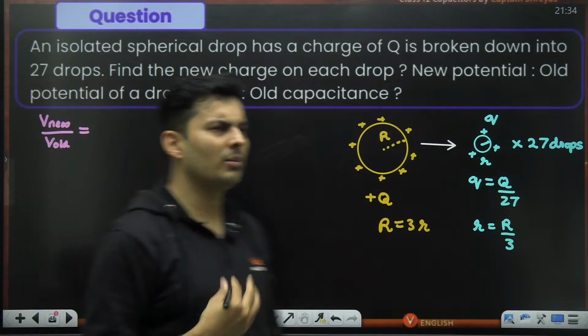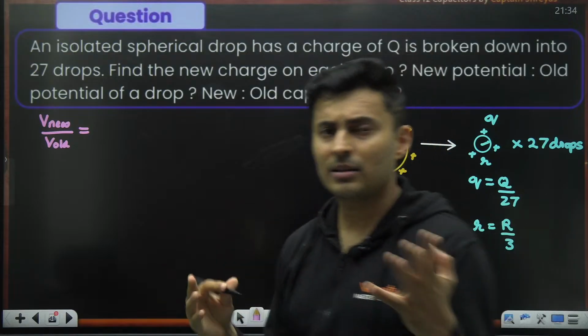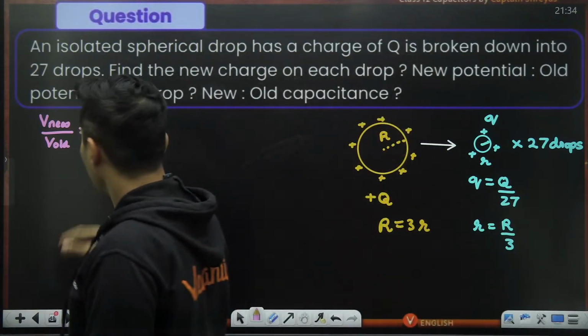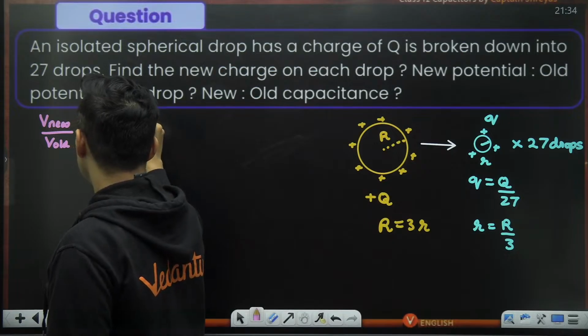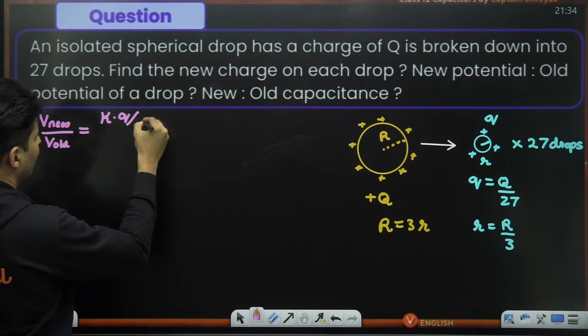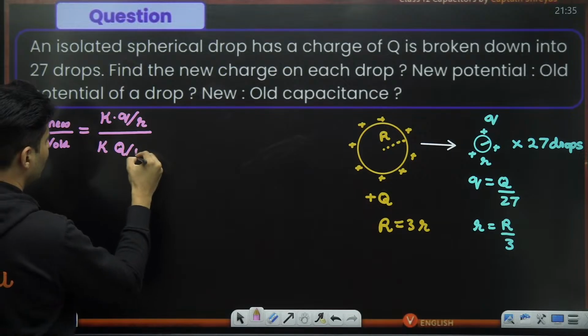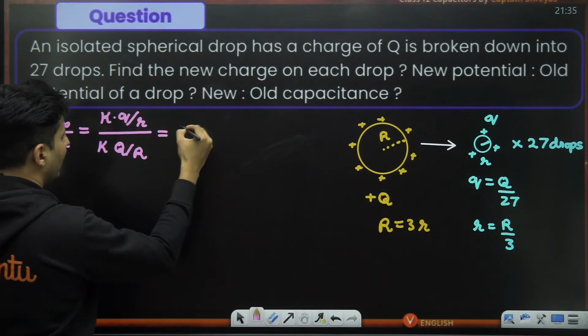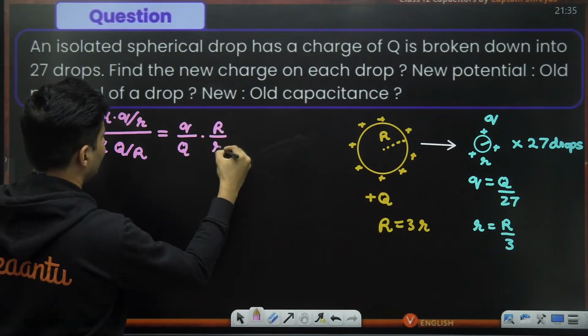What's the formula for the potential of a sphere? KQ by R. Isn't that the formula? Coulomb constant into the charge, which is Q, divided by R. Here, old potential will be K capital Q by capital R. K cancels, so we will have small q by capital Q, and capital R by small r.